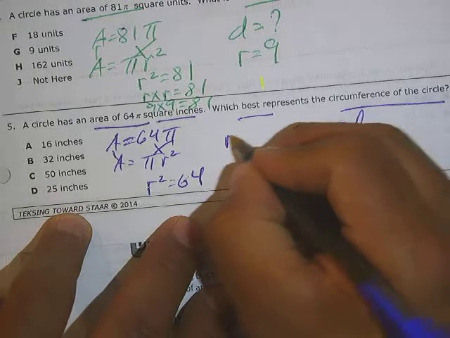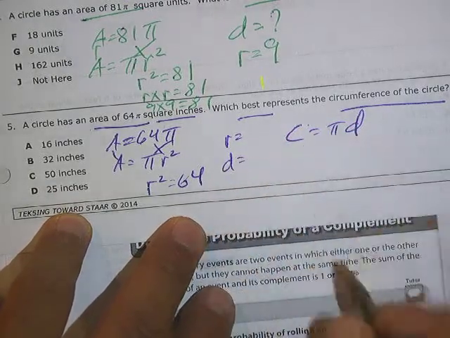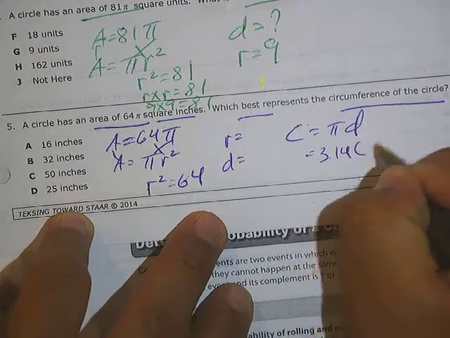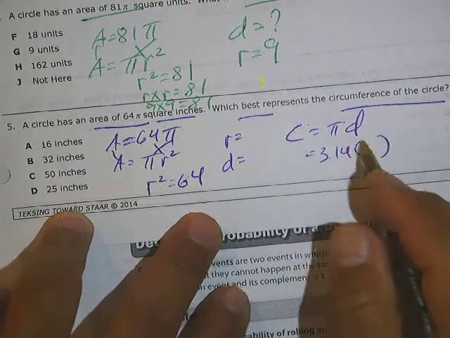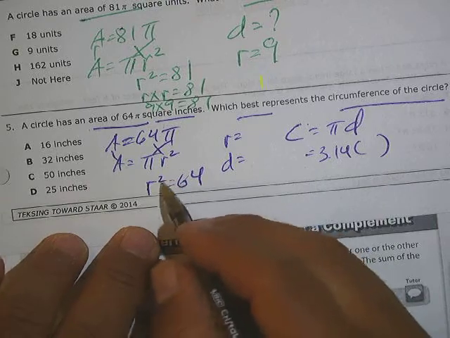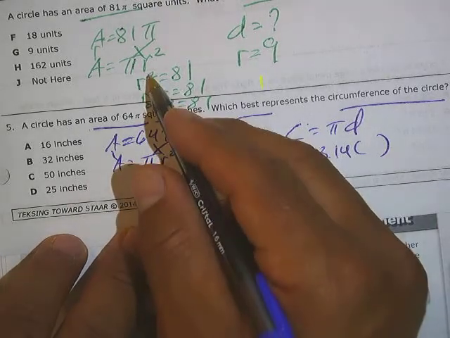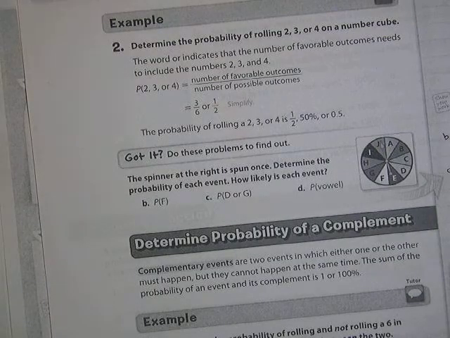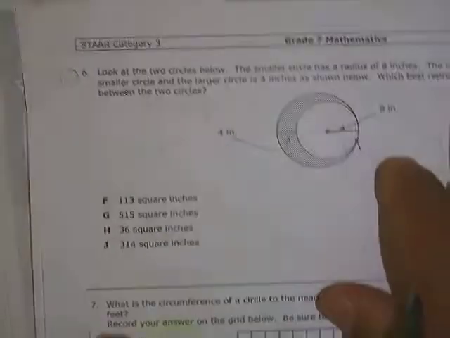So what best represents the circumference of the circle? The circumference is pi times diameter. So you need to know the radius and you need to find the diameter. Once you find the diameter, then it's just 3.14 times the diameter. So try to figure it out. Do what I did here, and then finish this problem.